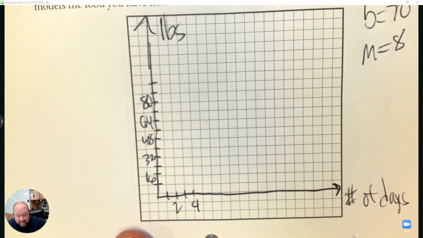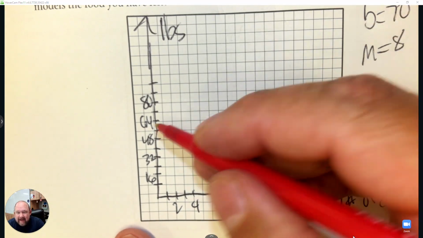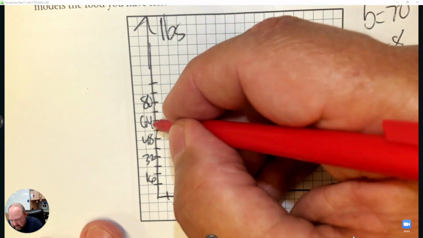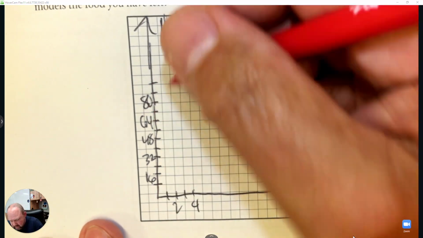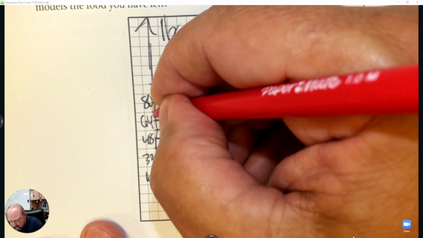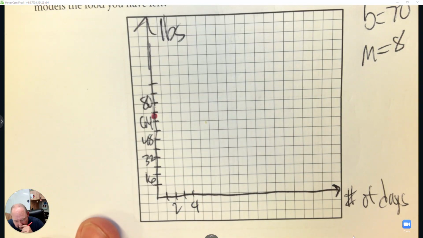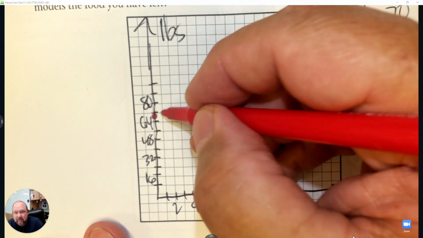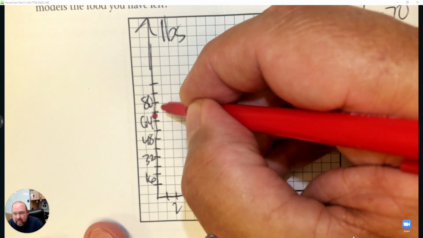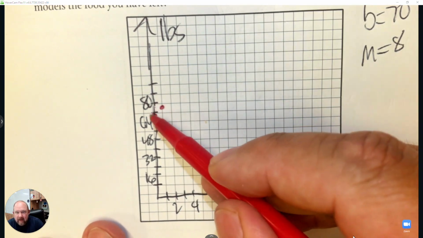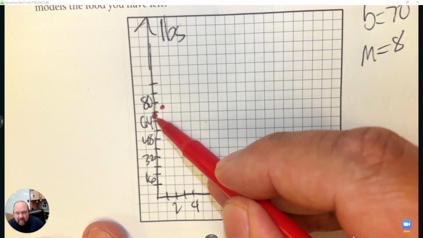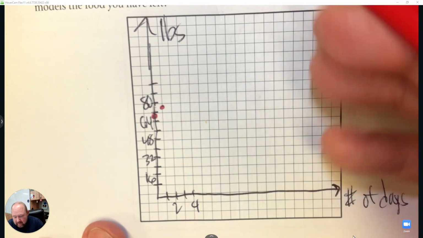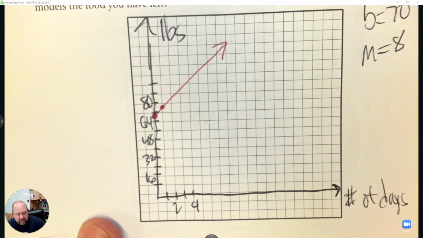Show the scale. We're going to start at 70, so that's right here. 72 is right there. Then we're going to go up 8 and to the right 1. From 70, up 8 would be 78, and over 1. So there it is. I went up 8: 70 plus 8 is 78, over 1. Then draw my line from there.